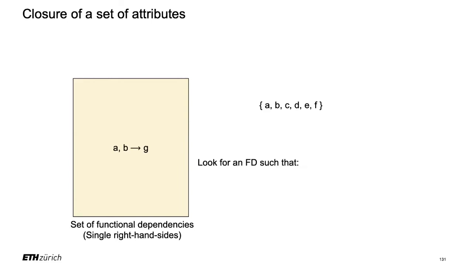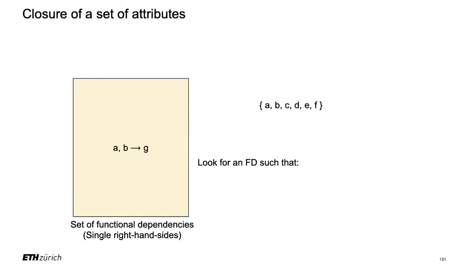So now here's what's going on. I have a functional dependency in my example that A and B together, column A and column B together, functionally determine column G. And I have my attributes A, B, C, D, E, F. Think of it as what I know. I know A, I know B, I know C, I know D, I know E, and I know F. I want to know everything I know.